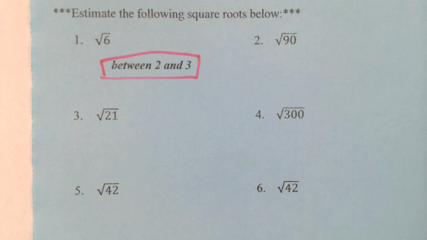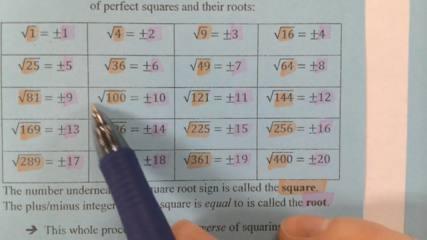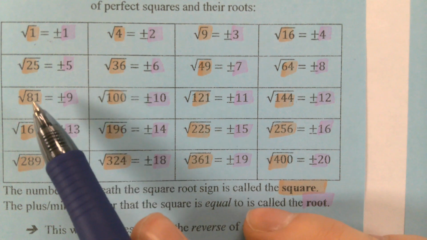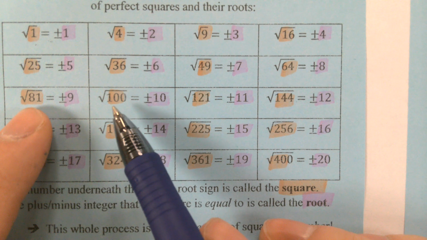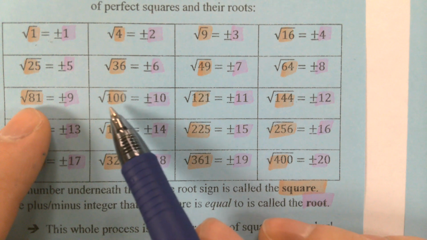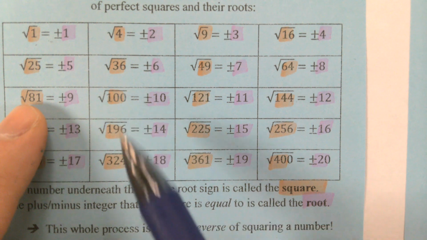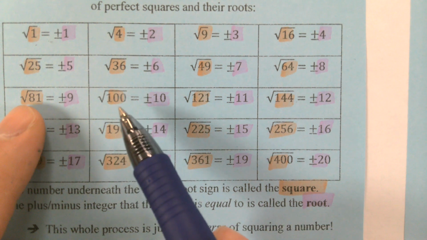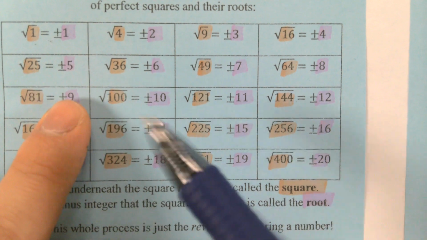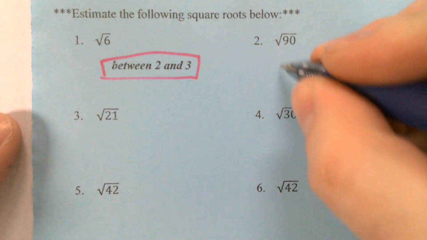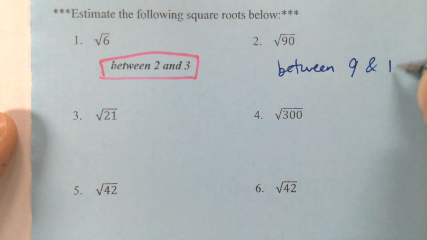Number 2, we got the square root of 90. We again take a look back at our chart. 90 is probably closest to 100, but it's going to be a little bit less. So 90 is going to be in between 81 and 100. In between the perfect squares of 81 and 100. So our root is going to be in between 9 and 10. All we have to write is between 9 and 10.